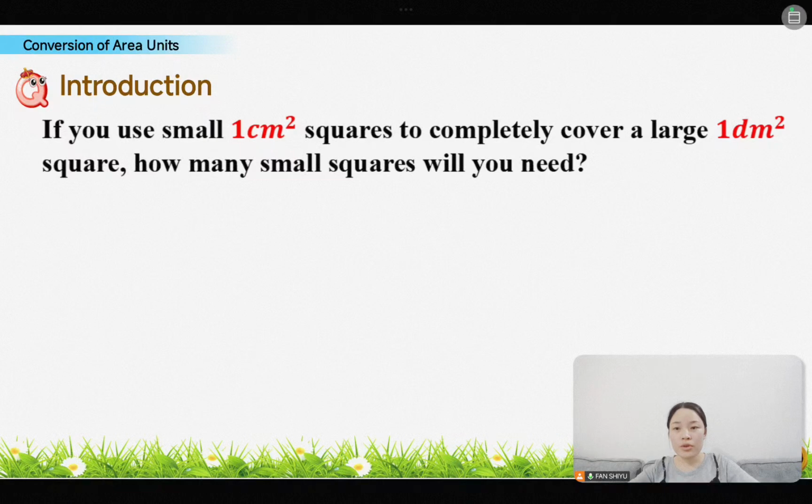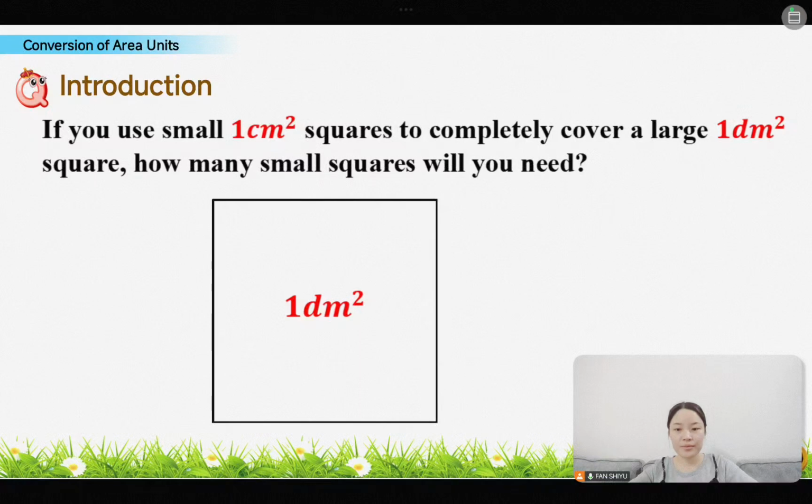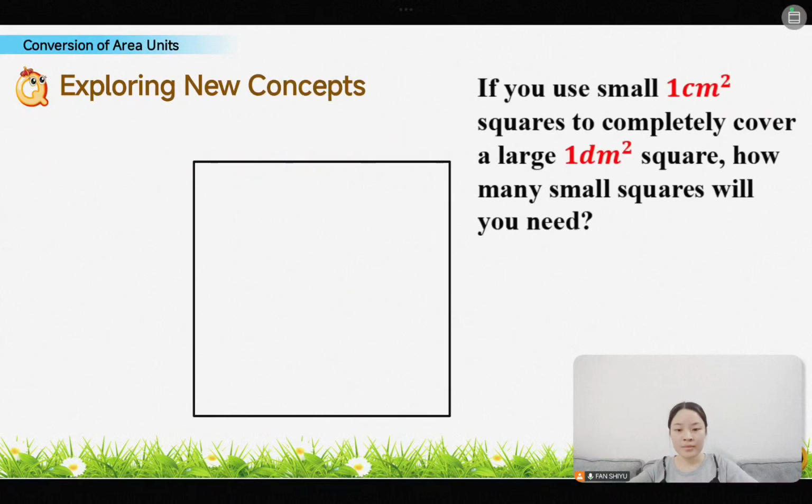If you use small 1 square centimeter squares to completely cover a large 1 square decimeter square, how many small squares do you need? Now, group cooperation and exploration. I will give you 5 minutes.